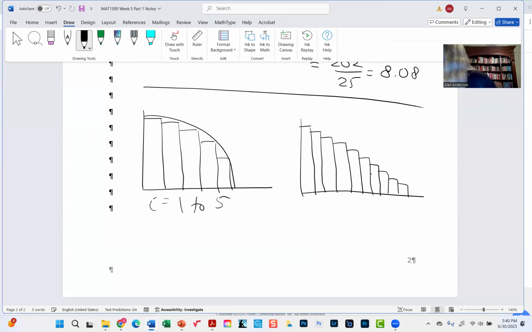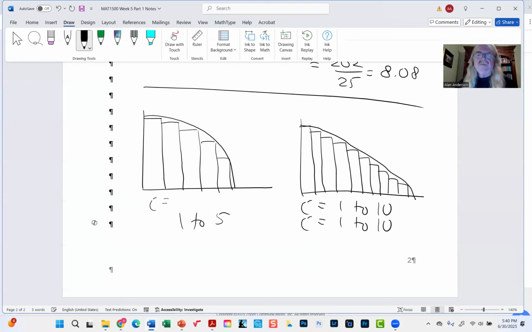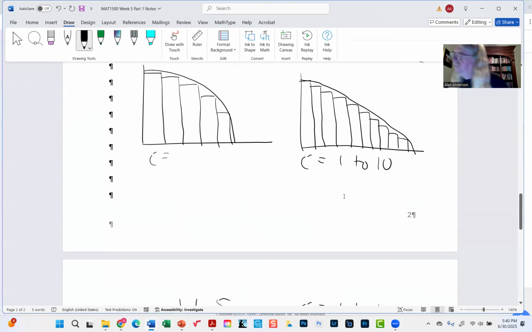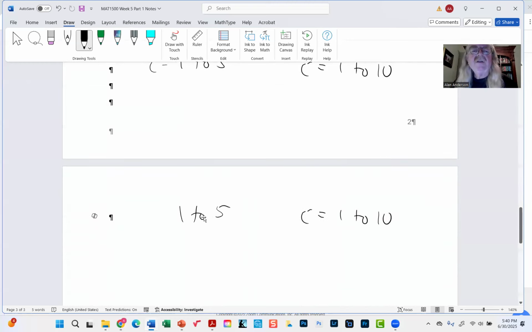All right, well, it's really tough to do this by hand. So basically what we're going to try to do to improve our results is have a larger number of rectangles, each with a smaller base.